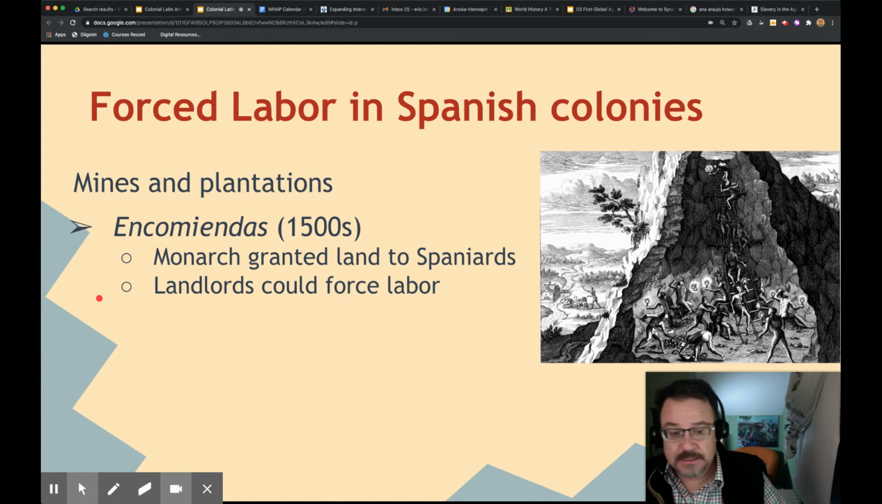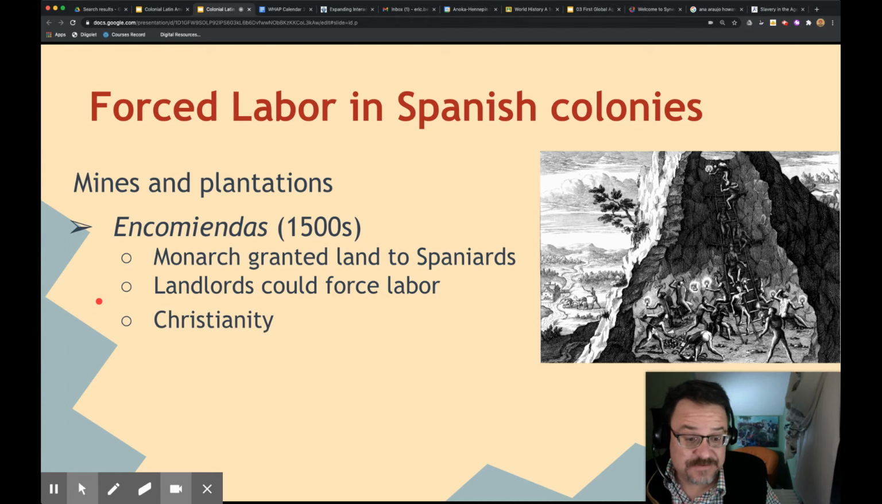But they would say that they were granting land on an island like Hispaniola to a Spanish, usually some sort of noble or minor noble. And then that person could force the people who lived on it, who already were there, to work. So not only was the Spanish crown saying, you can have this land, but you can make the people who are there work for you.